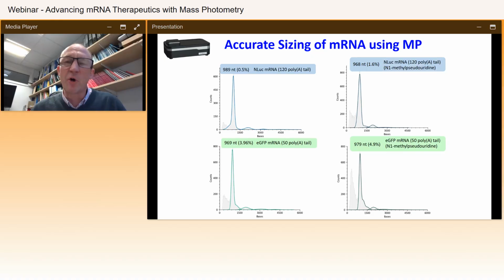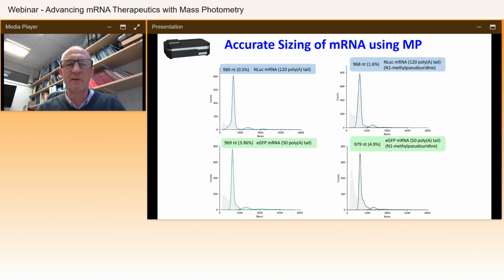On the next slide, I've got a couple more examples where we've shown the analysis of NLUC mRNA, which is both chemically modified and unmodified. And you can see again here we get very accurate sizing, in this case less than 2% mass error, and very little difference in the readout in terms of nucleotide length based on whether it's chemically modified or unmodified. Obviously in a perfect world, they would come out at exactly the same size because we're not changing the size of the mRNA molecule, we're just substituting in a modification.